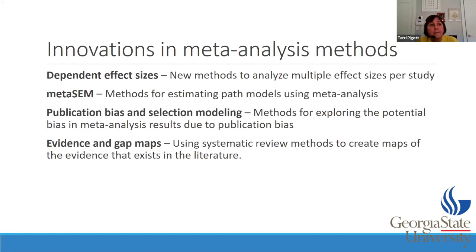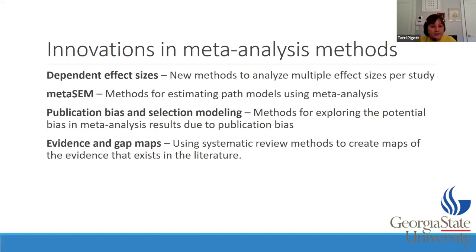Another important part that would be of use to people in business is methods for SEM models, so meta-SEM. There are a whole host of methods for estimating path models in meta-analysis, and this again would be taking that Bell-Cundy study to another level and actually estimating that path model that Bell-Cundy had in an earlier slide. Briefly, we have all kinds of new methods for publication bias and selection modeling. I can share those methods if you are interested.